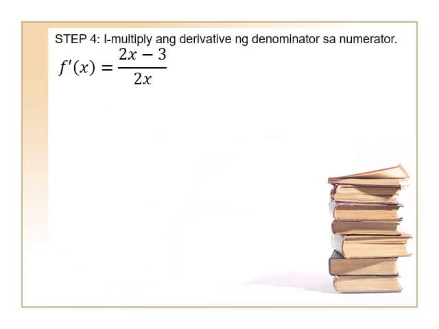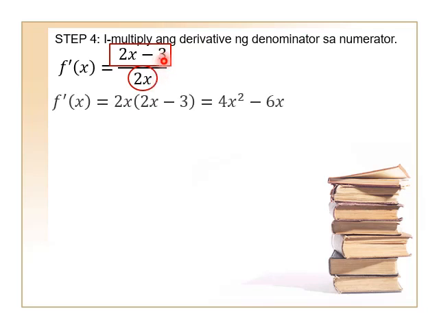Now, multiply natin ang derivative ng denominator sa numerator. So, ito yung derivative ng denominator natin kanina. Multiply natin siya sa numerator. So, that's why we have here 2x times 2x minus 3. Okay, this one is 4x squared and then 2x times negative 3 equals negative 6x. So ang second part ng solution natin is 4x squared minus 6x.